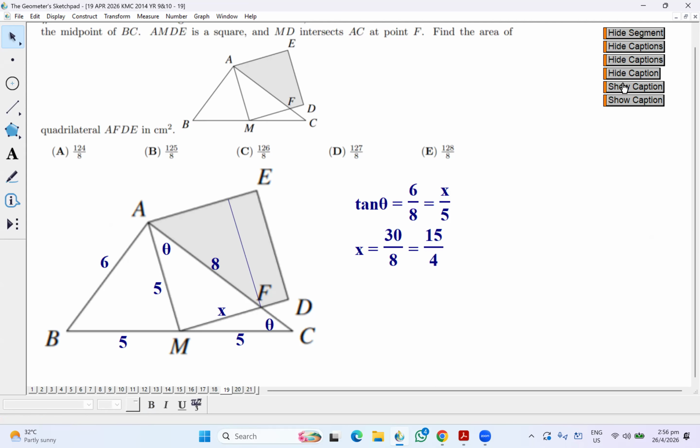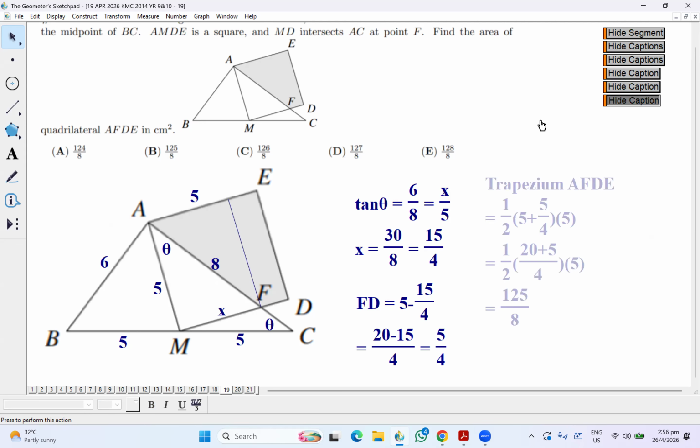Then we find the short side, 5 minus 15/4, because this is also 5, the opposite side, 5 also. And for the trapezium, sum of parallel sides: long side 5, short side 5/4. The distance between them is 5. Area is 125/8. Answer B.